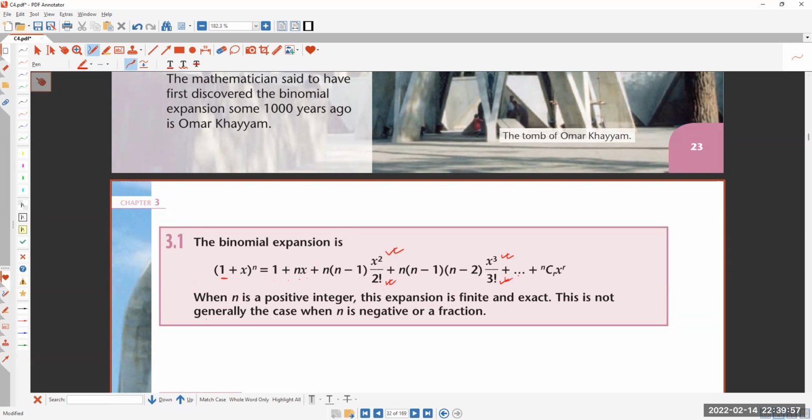But the first one is always 1. When you open the bracket, the first part is always 1. The next part is power times x, then n into n minus 1 into x squared divided by 2 factorial, n into n minus 1 into n minus 2 into x cubed divided by 3 factorial, and so on. This part understood, everyone?